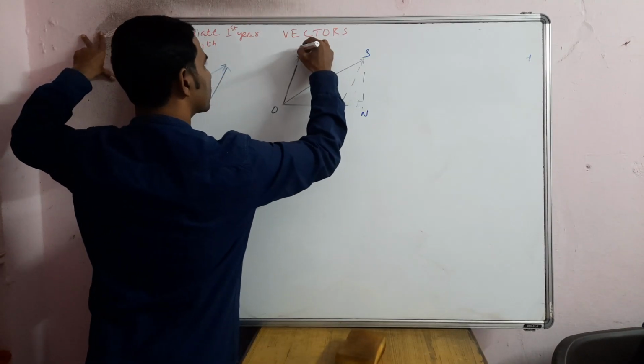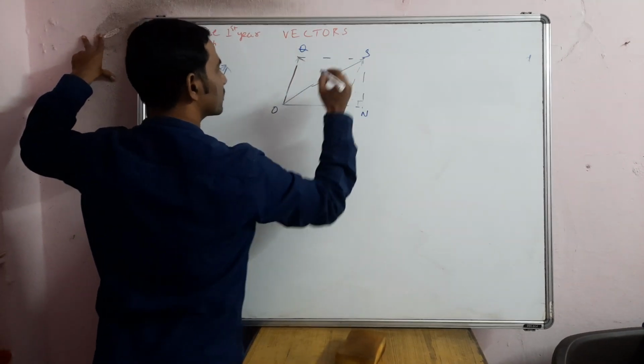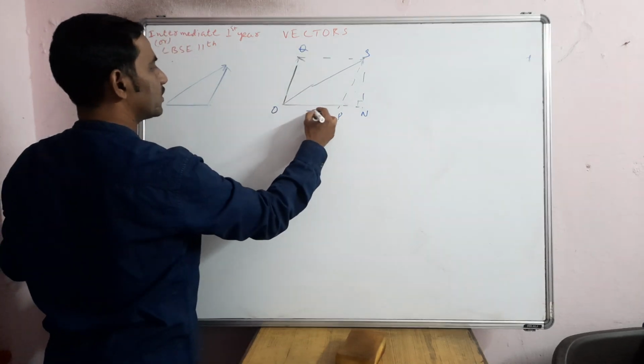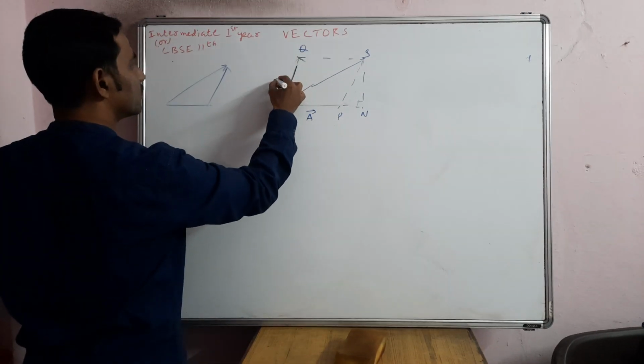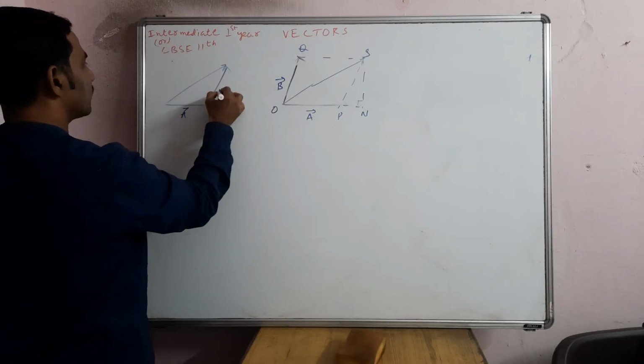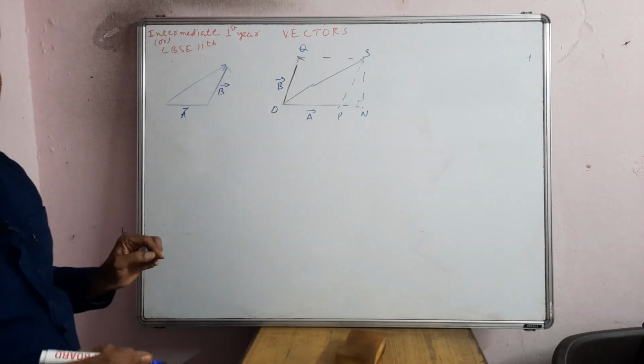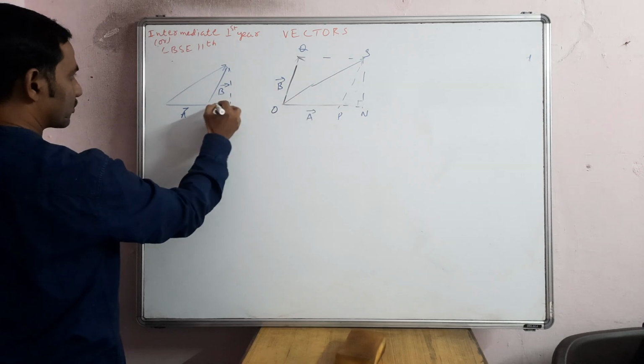OPNSQ, for example. This is the thing. So now here you can join like this. This is about vector A like that, and this is about vector B. Okay, here also you can extend. For example, you are joining like this, and you make a right angle triangle.